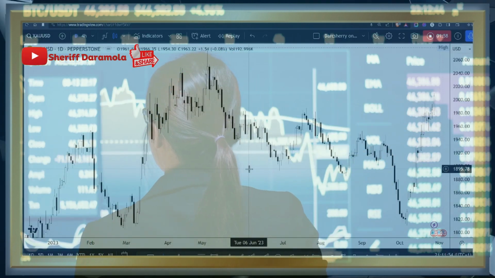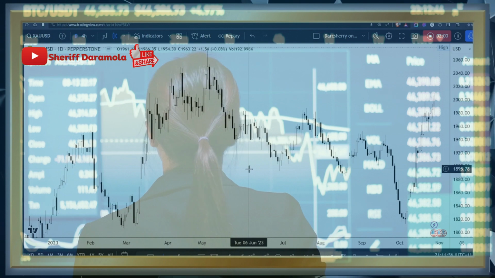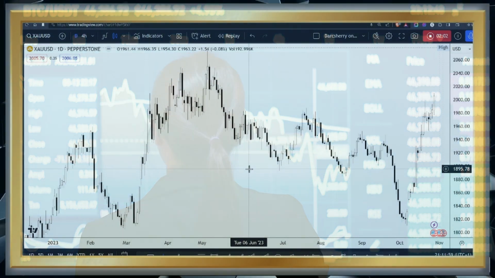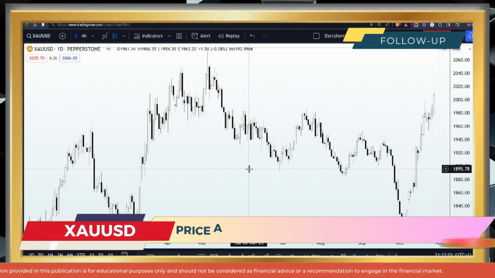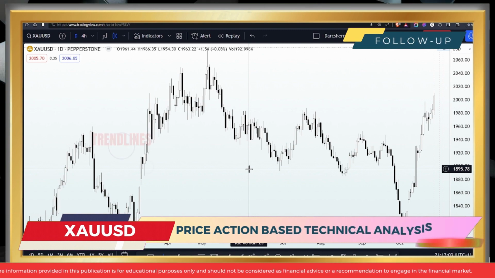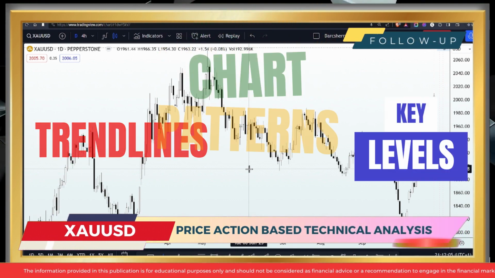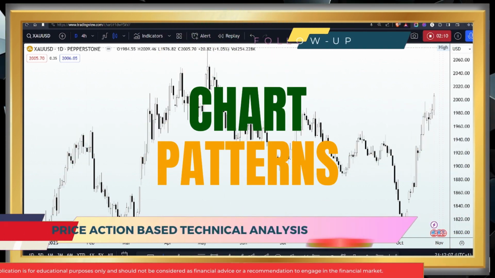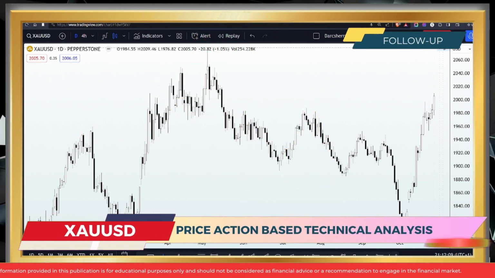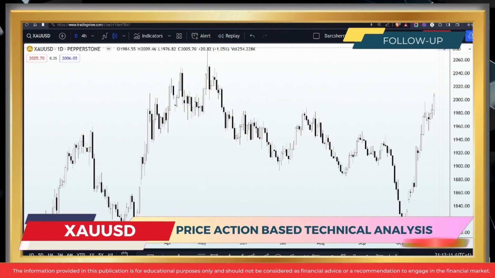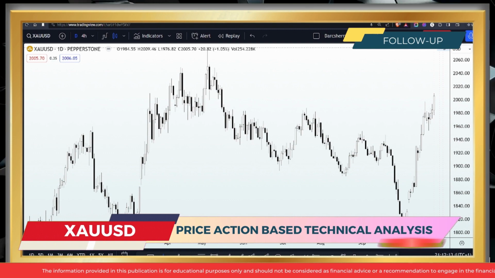As we prepare for the upcoming week, we will dissect the current market conditions from a technical standpoint, taking into account the fundamental factors that influence this market. Utilizing our fundamental tools such as trend lines, key levels, and chart patterns, we aim to unravel the potential trajectory of price action in the days to come.